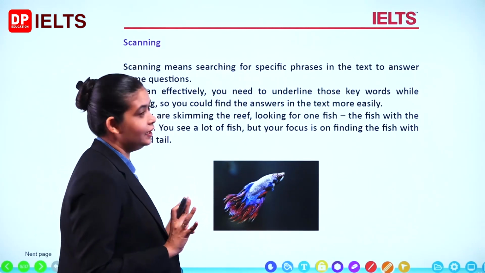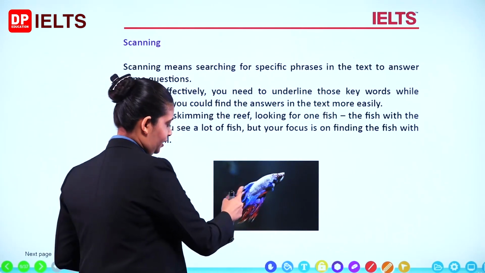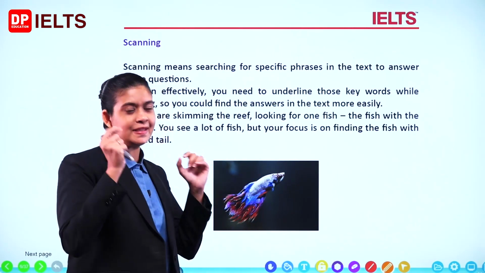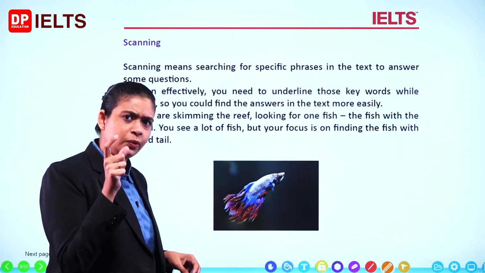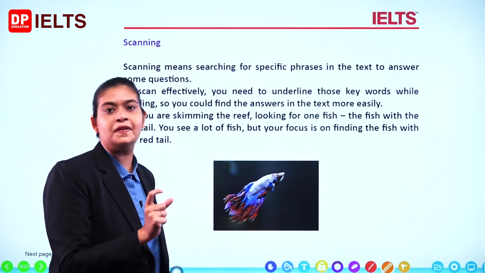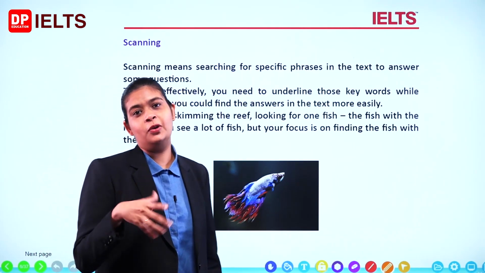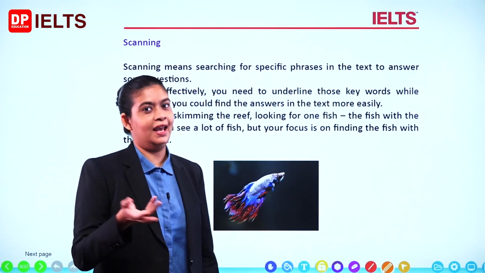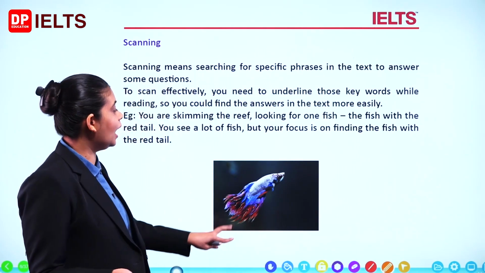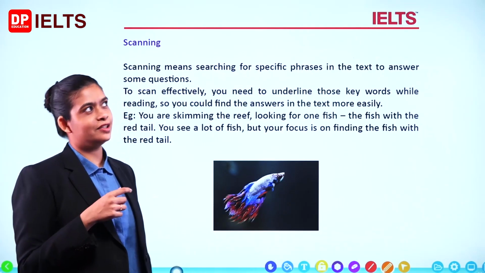So there, right, what are we supposed to look for? The fish, right? The fish with the red tail is what we scan for. Then what are we doing? We're looking for a particular type of fish, specific type of fish. So if that's the case, now obviously we're not going to look for a particular type of fish for the IELTS paper. I want you to understand the concept, not to think, teacher told us we're going to look for a fish.